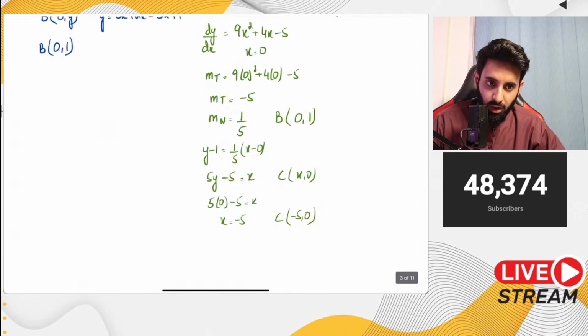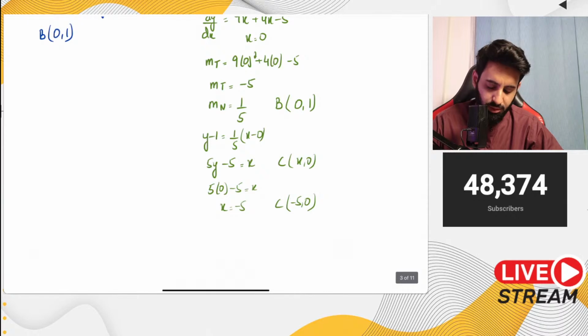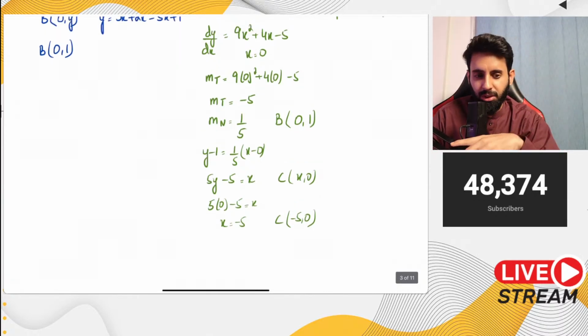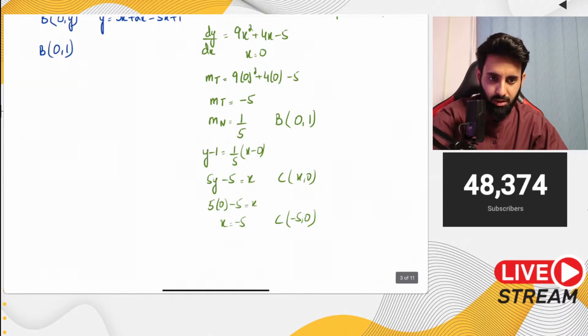So the shoelace method is used to calculate area. Yes, you can use the shoelace method, but let's see. First, let's get all the coordinates in order. Then we'll see if we really have to use the shoelace method. Normally, if you have a right angle triangle being formed, then there's no need to honestly use the shoelace method.